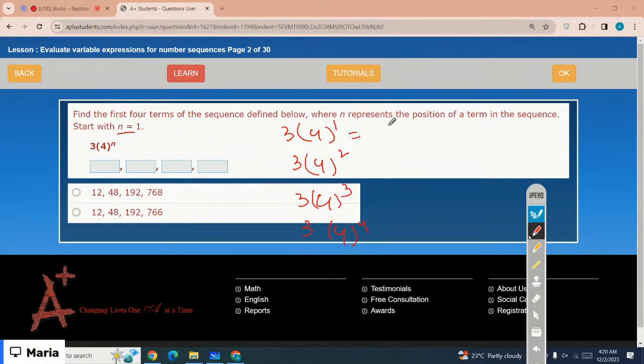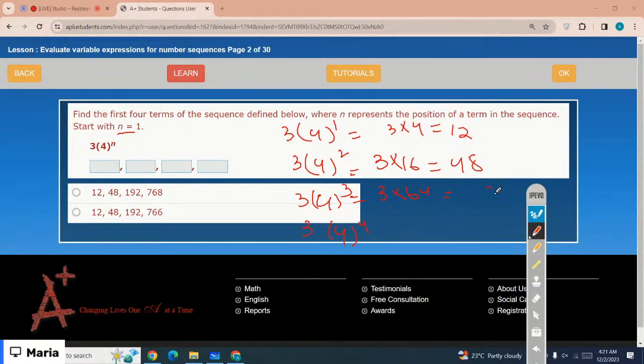So 4 exponent 1 means 4. That is 3 times 4, that is 12, right? 4 exponent 2 means you have to do 4 times 4, right? And 4 times 4 is 16. So you have to do 3 times 16, and 3 times 16 is 48. Got it? For the third term, you have to do 4 times 4 times 4. So 4 times 4 is 16, and 16 times 4 is 64.